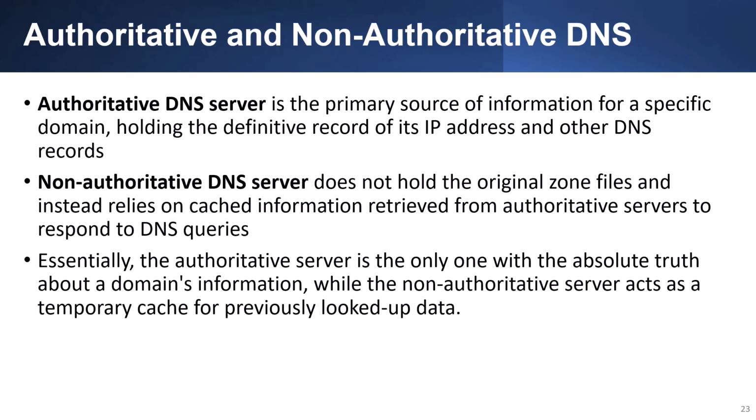An authoritative DNS server is the primary source of information for a specific domain, holding the definitive record of its IP address and other DNS records. A non-authoritative DNS server does not hold the original zone files and instead relies on cached information retrieved from authoritative servers to respond to DNS queries. Essentially, the authoritative server is the only one with the absolute truth about a domain's information, while the non-authoritative server acts as a temporary cache for previously looked up data.